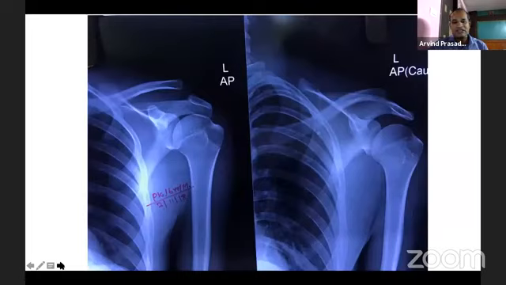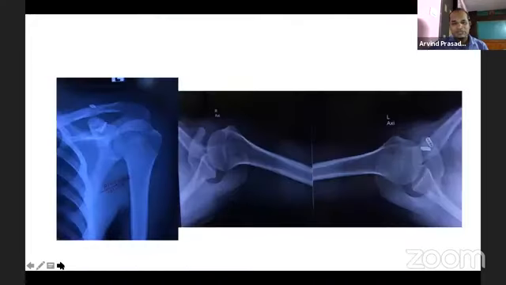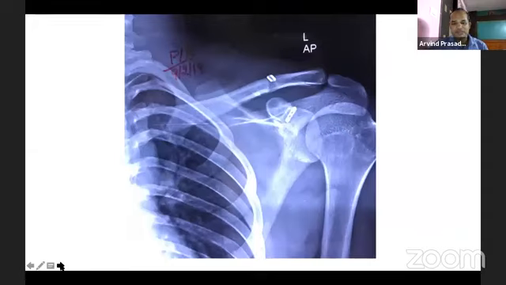Like this 16-year-old male patient having type 5 AC joint dislocation was treated with arthroscopic CC ligament repair with the AC joint tightrope. You can see the reduction is there, and in the axillary view you can also see there is no anterior-posterior translation. And this is after the 3-month post-op period. There is a little bit of tunnel widening, which is the recognized complication of this technique.